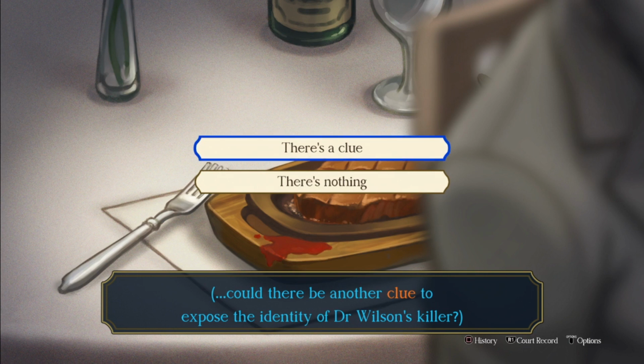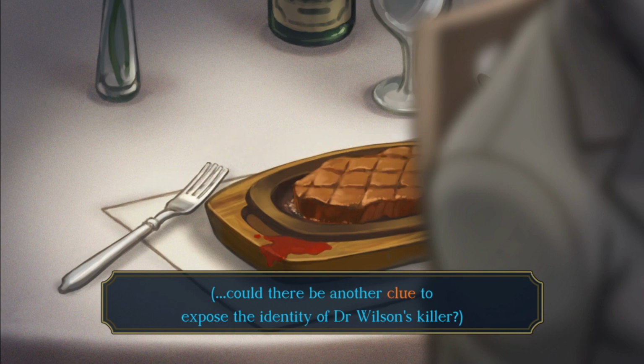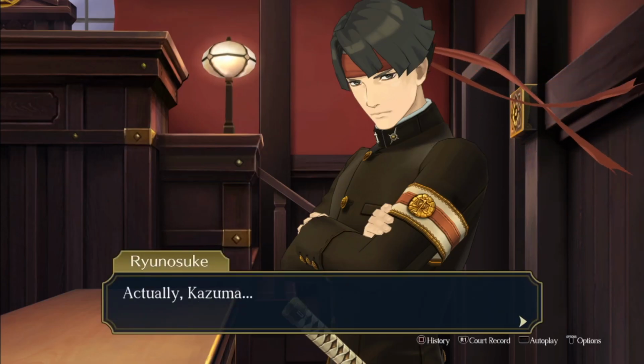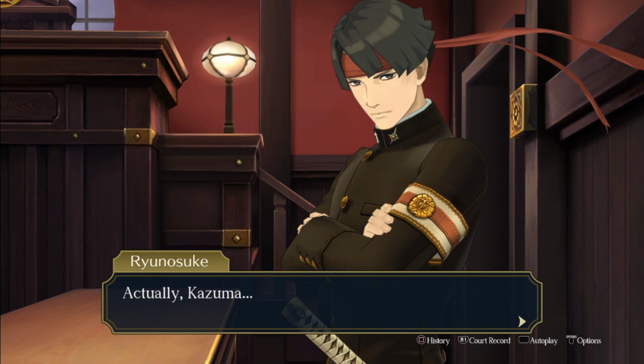Alright, yeah. This is where we left off. Obviously there is a clue, because if there's blood on the plate, that means Dr. Wilson was facing the table when he was shot. Because otherwise that splatter wouldn't have been there. It would have been on the floor.